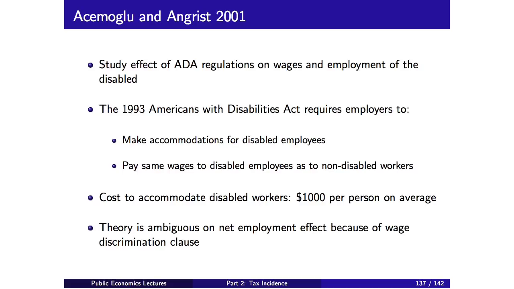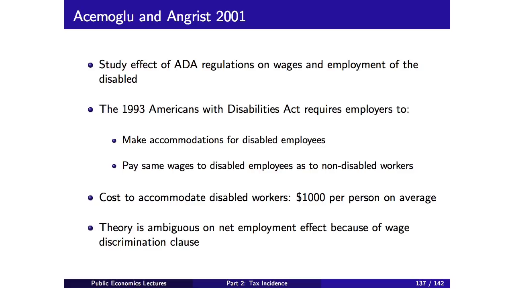Acemoglu and Angrist study the effect of Americans with Disabilities Act regulations on wages and employment of the disabled. This 1993 act requires employers to do two things: make accommodations for disabled employees, like providing wheelchair access ramps and things like that, and importantly, pay the same wages to disabled employees as to non-disabled workers. What the government is trying to do from an equity point of view is say you have to make accommodations for disabled workers, but you can't make the disabled workers pay for them. You can't reduce their wages, which is what we'd expect to happen following the logic of the Summers model.